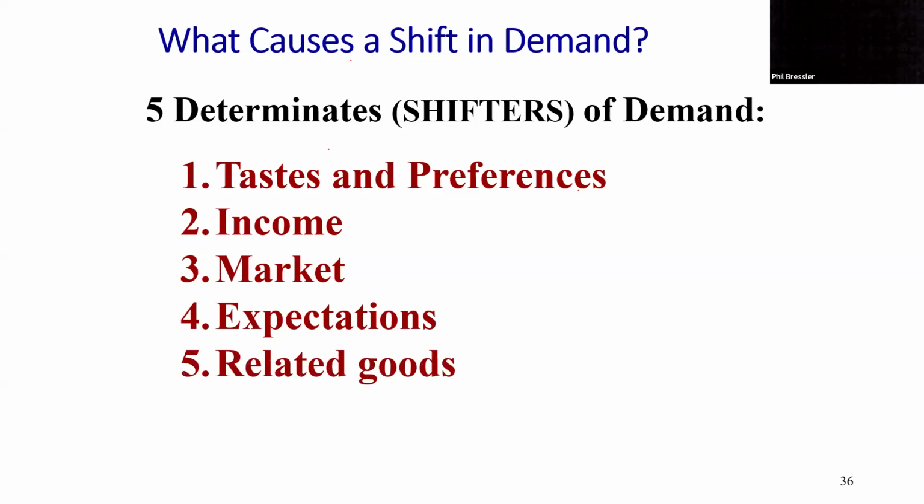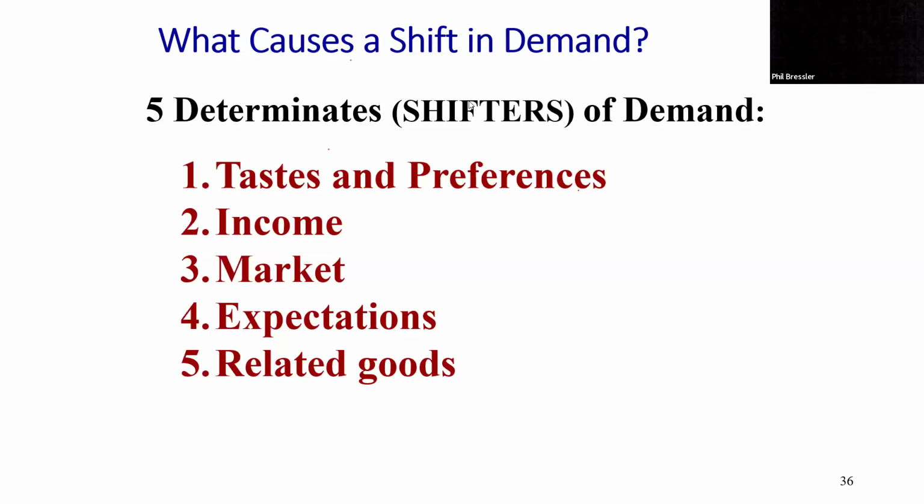And related goods are both substitutes and complements. I showed you a complement with milk and cereal. We will talk about substitutes also. These are the only 5 things that shift the curve. Notice none of them say a change in price of that product. All right. Demand is very important.